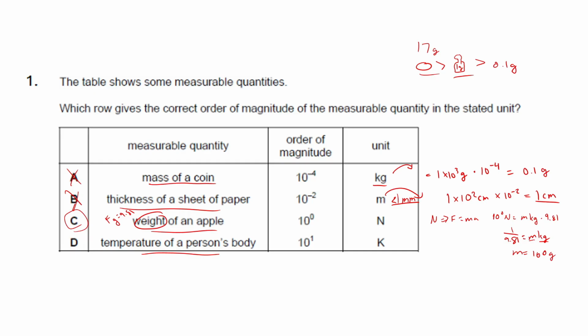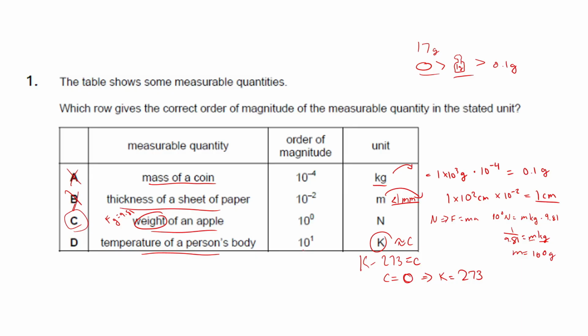But just in case, let's try and look at D. The temperature of a person's body is 10 to the first K. If you don't know, K is related to Celsius in the way such that K minus 273, I believe, is equal to C. So basically that means that when C is freezing, K is actually 273.